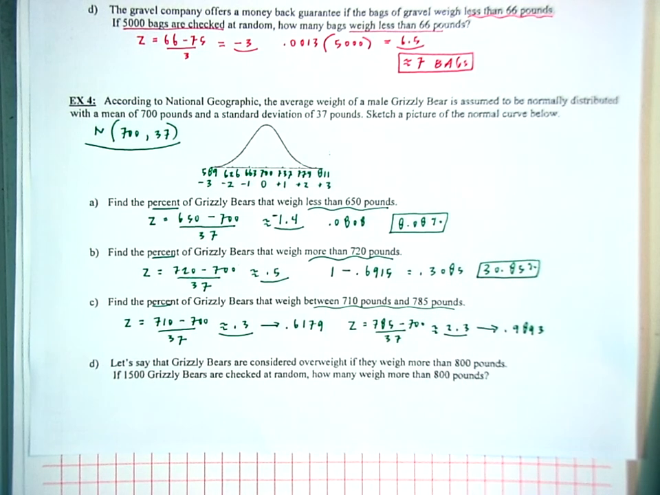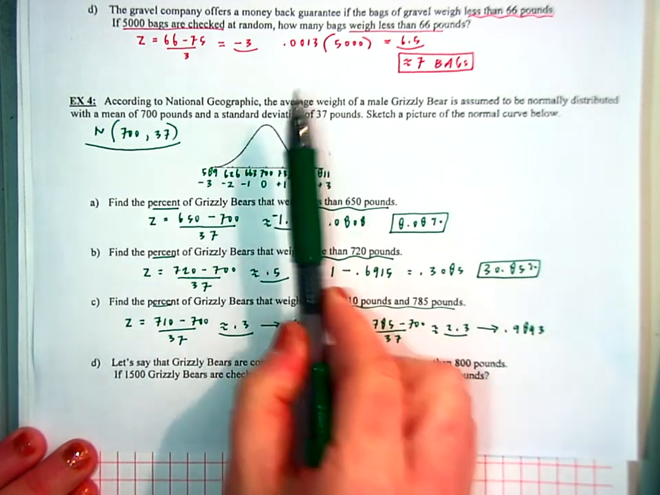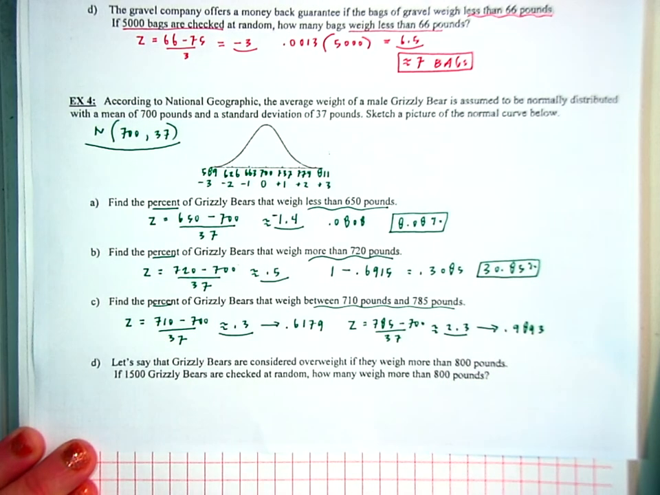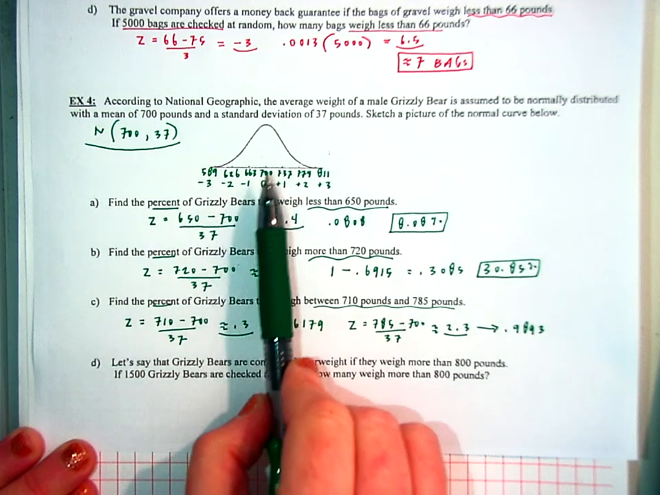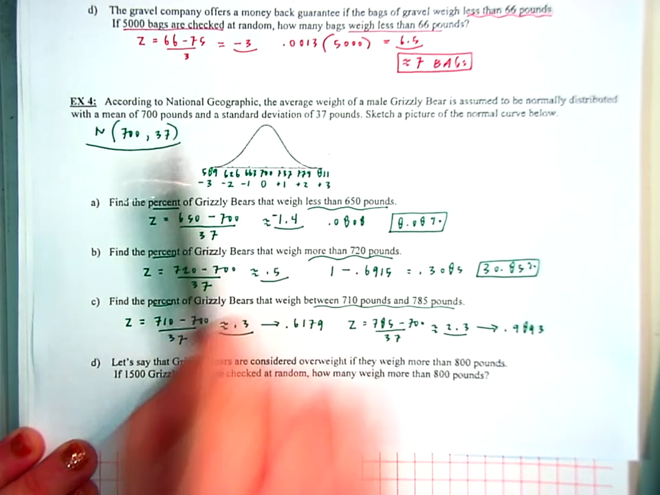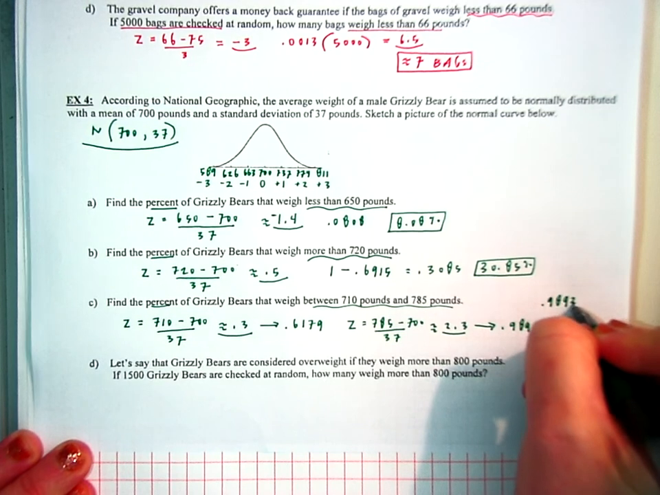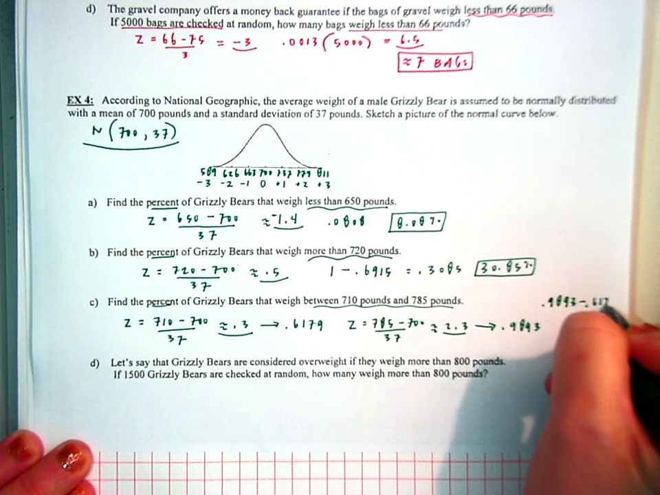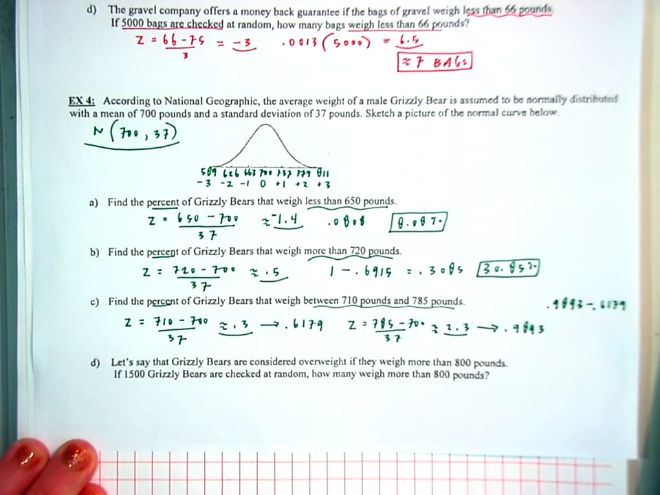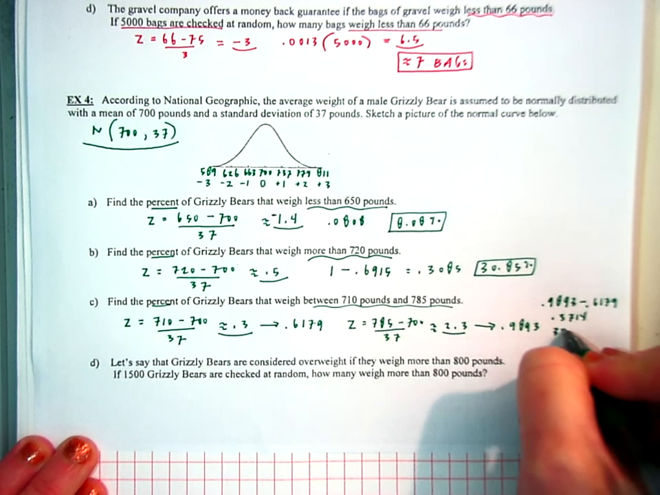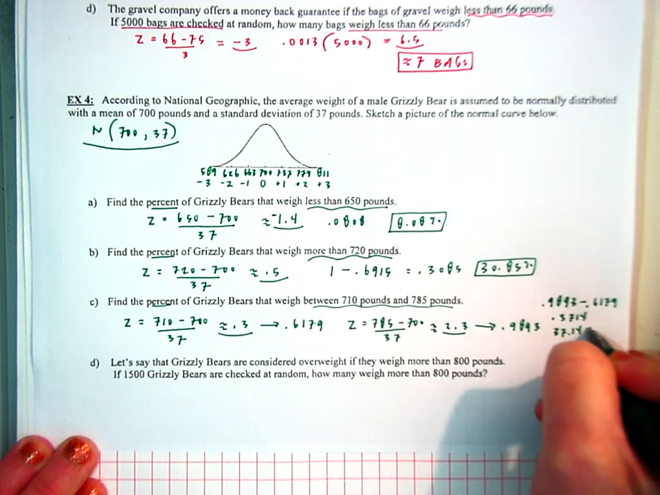Okay, so I have my 2 proportions below. If I look at 785, that gives me the proportion that falls below here. And the other one, 710, right about here, that's the proportion below right there. So I need to take the big one, 0.9893, take away the smaller one, 0.6179, and that gets me 0.3714, or 37.14%.